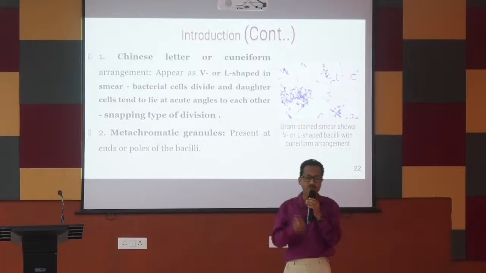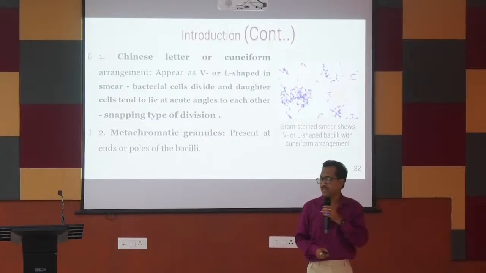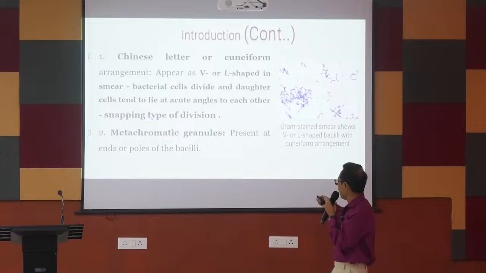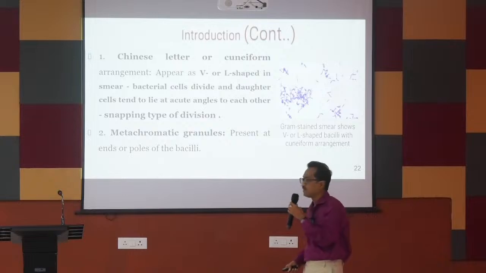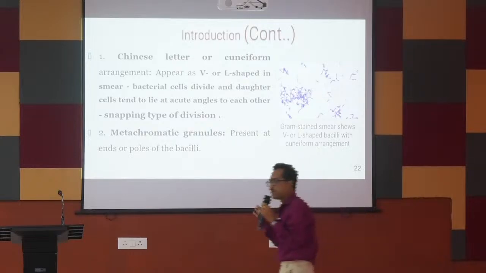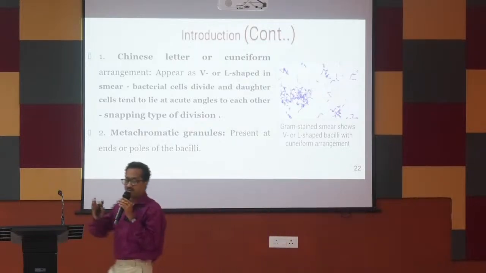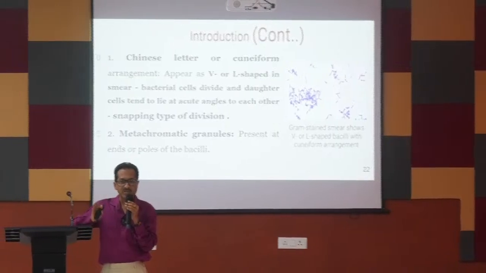The second specific point of diphtheria is the metachromatic granule. Metachromatic granules are present at both poles of the bacilli. So what is the difference? Corynebacterium diphtheriae is a pathogenic organism.